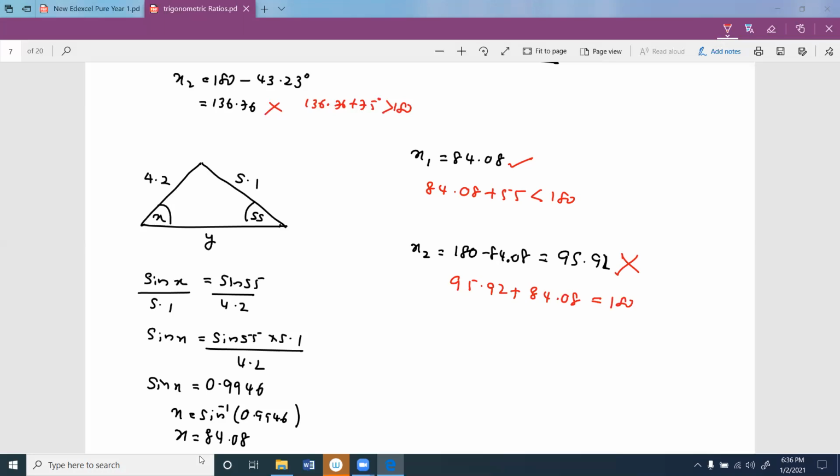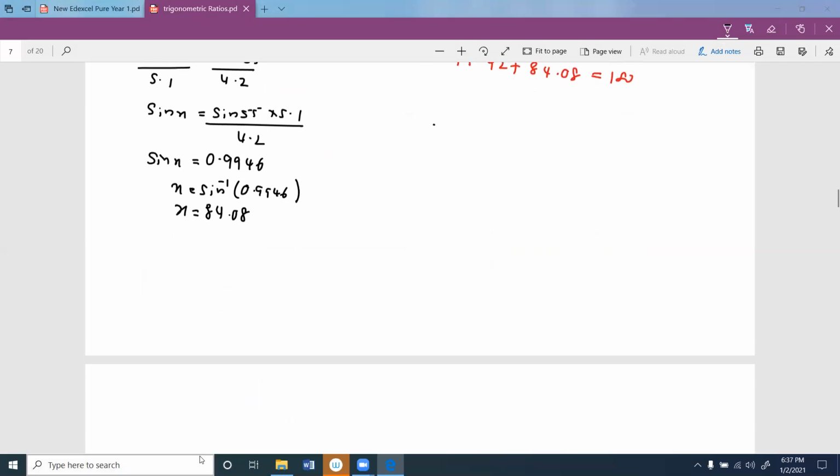Then we can find the length for y. Over here, you can mark this angle as 84.08. Then you can find this angle as 180 minus the addition of these two, 55 and 84.08. After that, you can work out the value for y with the same technique. That is how you need to work out this kind of question. You have to work out both angles at once.